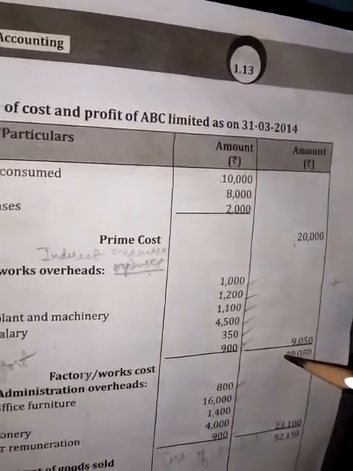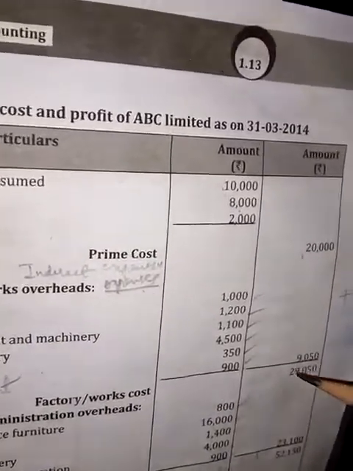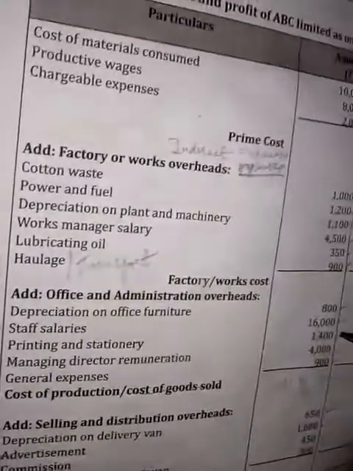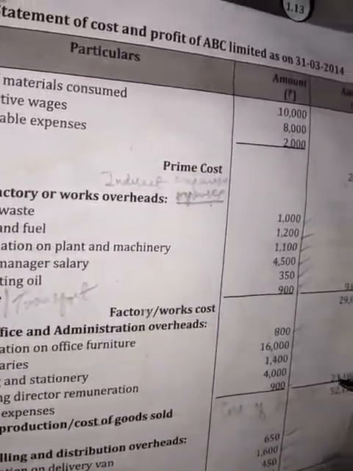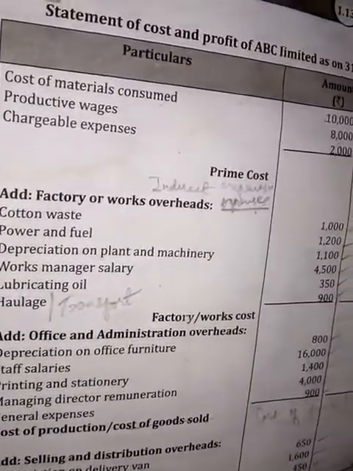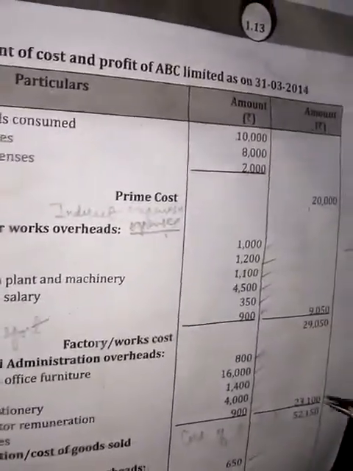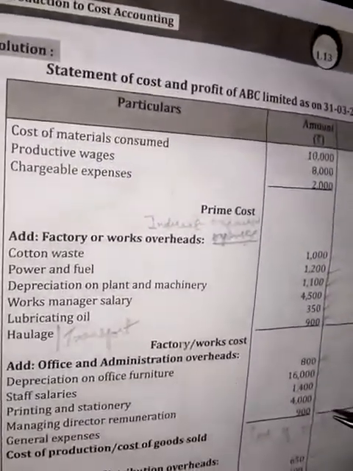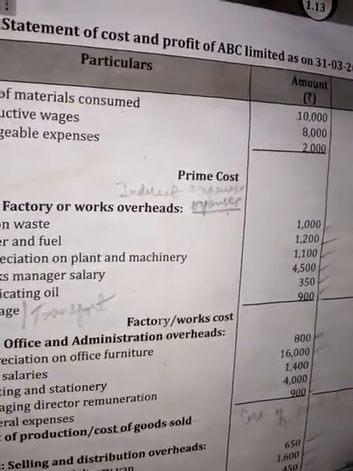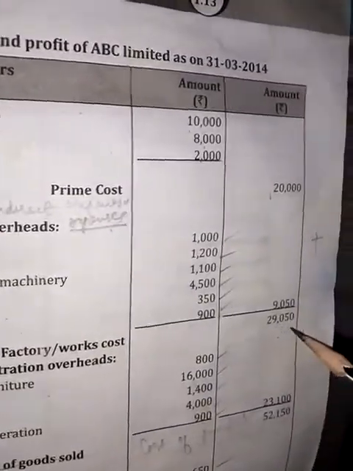Since in this problem scrap value is not given, there is no need to minus it, and the opening stock of work in progress and the closing stock of work in progress are also not given in the problem. Directly we have taken 29,050 as works cost or factory cost.